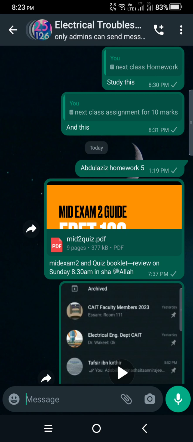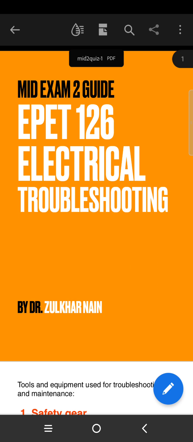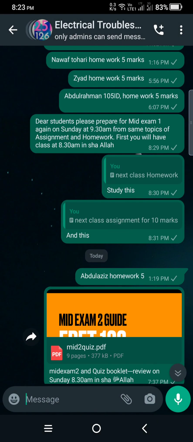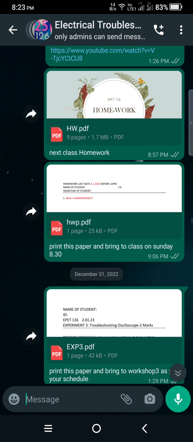As I have told you just now, this is the mid exam 2, what you have to study. This is for mid exam 2, that is not this Sunday but after that. Okay, so what you have to study is, as I have already told you, homework and assignment. This is what is to be studied.